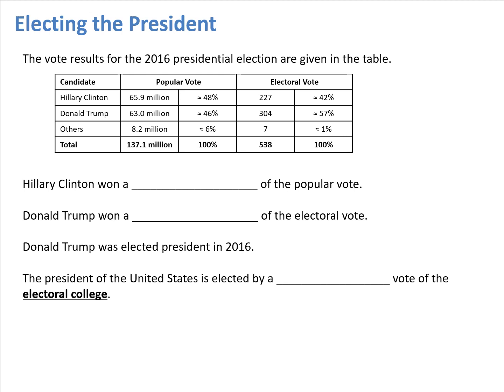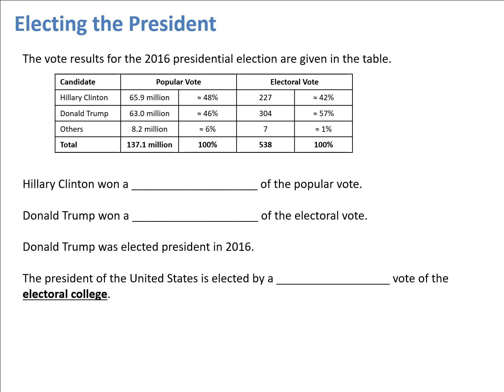In this series of videos, we'll look at how we elect the president in the United States. Now, the election of the president is a little different than the other methods we've talked about so far, but it does involve some of the same vocabulary. Let's use the 2016 presidential election as an example. In that election, we had Hillary Clinton and Donald Trump as the two main candidates.